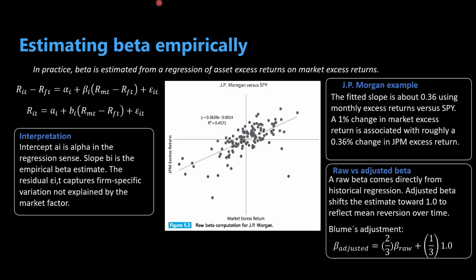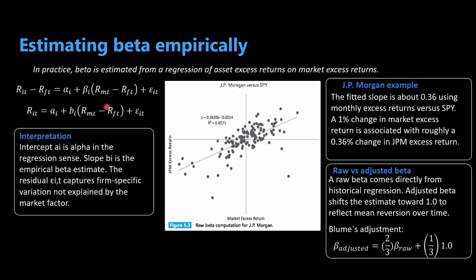We actually regress the asset's excess return, or its return minus the risk-free rate, on the market's excess return over the same period. The estimated slope coefficient beta i is the empirical beta. The intercept alpha i is the regression alpha. The residual epsilon i captures firm-specific variation not explained by the market factor.